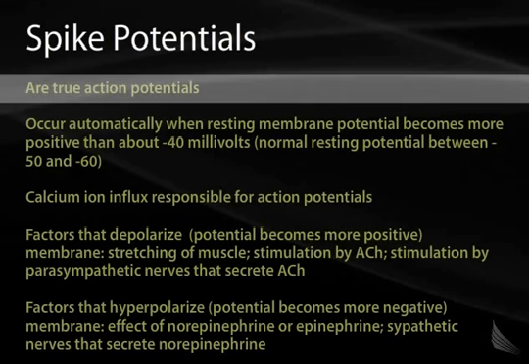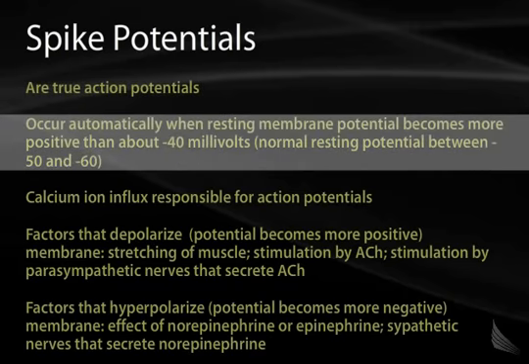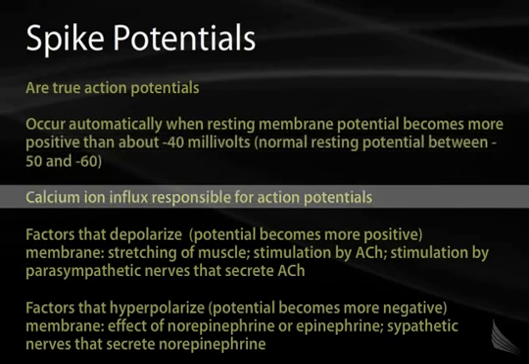We also have the presence of spike potentials, which are true action potentials, unlike the slow wave. They occur automatically when the resting membrane potential becomes more positive than about negative 40 millivolts. The normal resting potential is between minus 50 and minus 60 millivolts. Calcium ion influx is responsible for these action potentials, as with initiation of most action potentials in the body.